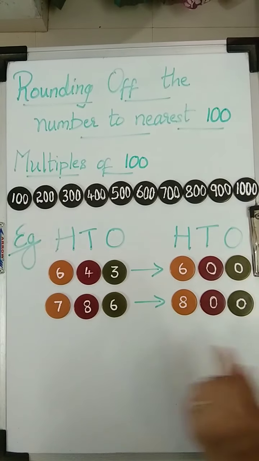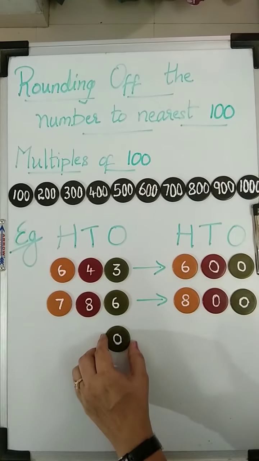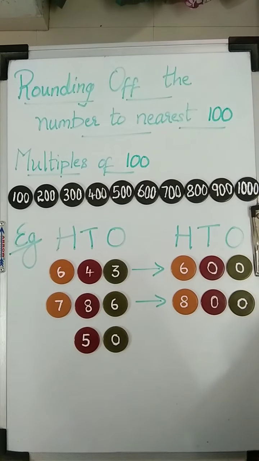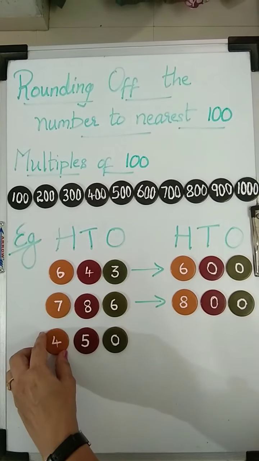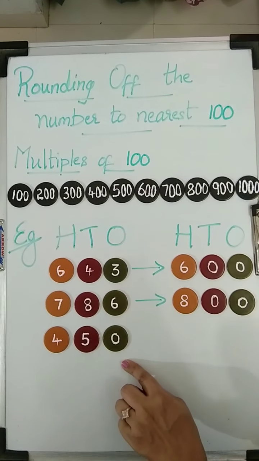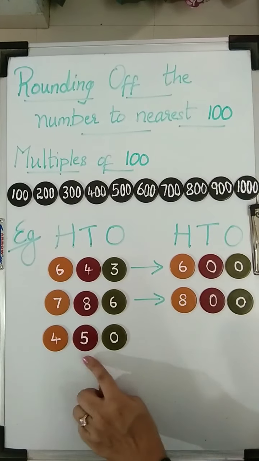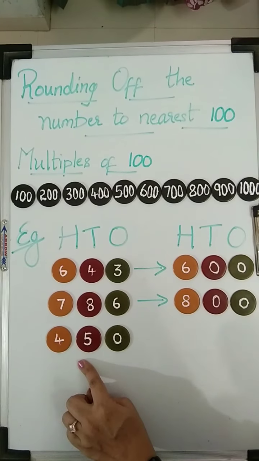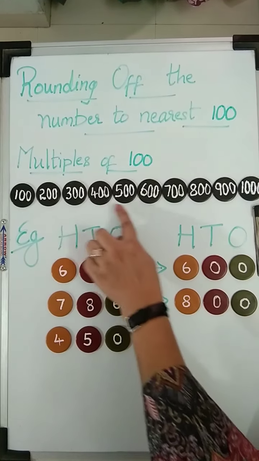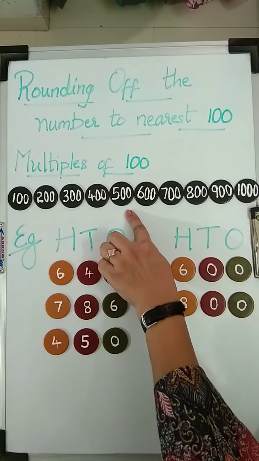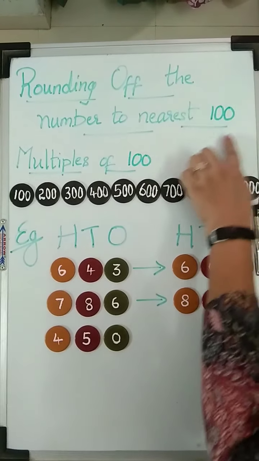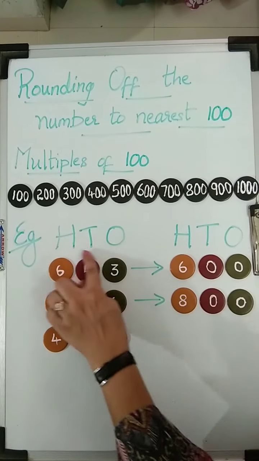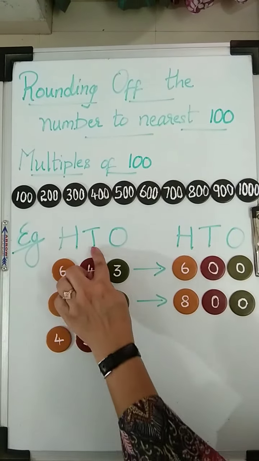Now let us take one more example. So I am placing 0 in the ones place, 5 in the tens place and a 4 in the hundreds place. So can you read the number, kids? Yeah, it is 450. Now where does this number lie? Between which two hundreds? It comes between 400 and 500. So what we are doing is rounding to nearest hundreds. So what do we have to check? We have to check the tens digit. So what is the digit in the tens place?